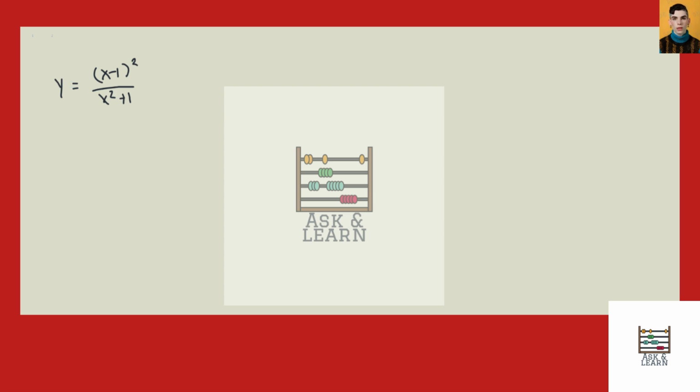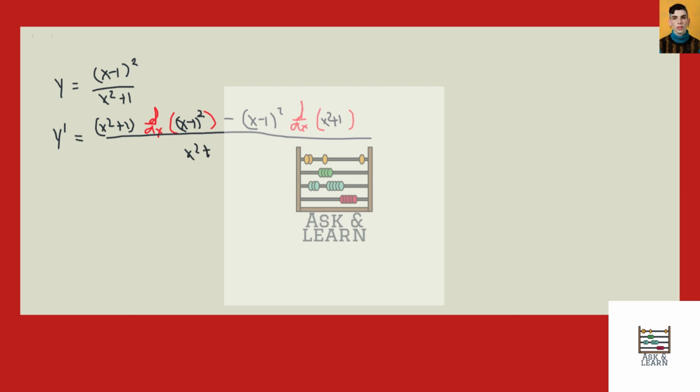Right, so now to take the derivative of this, we're going to need to use the quotient rule. So quotient rule says low d high minus high d low all over the square of what is below. So x squared plus 1. We're going to square that.